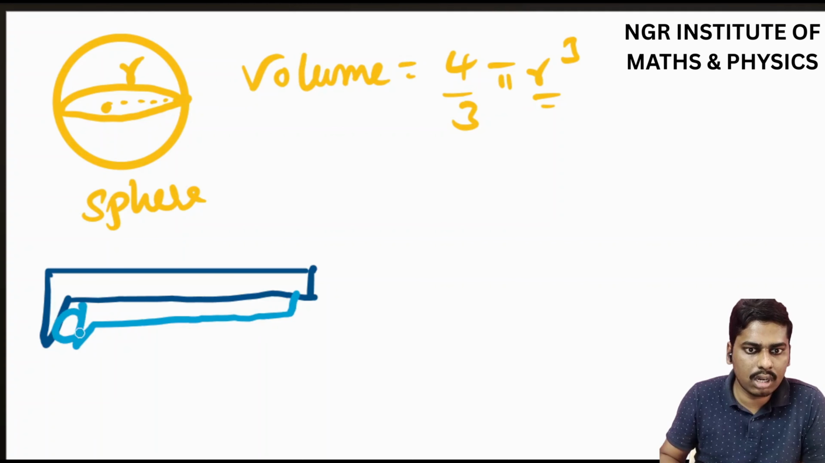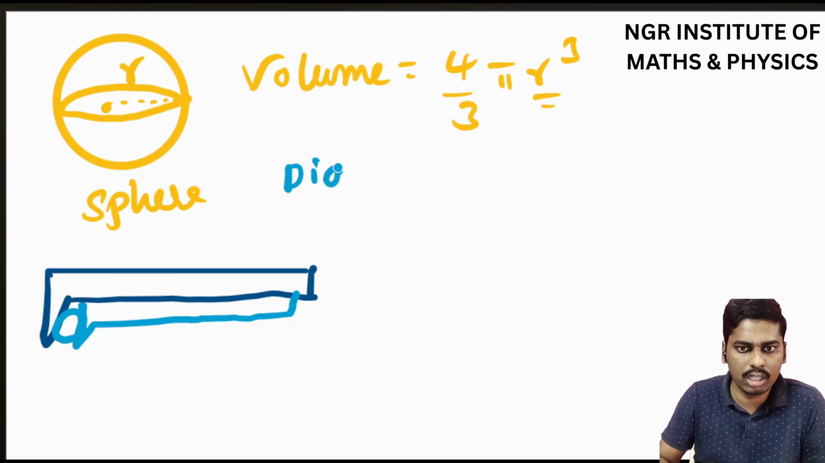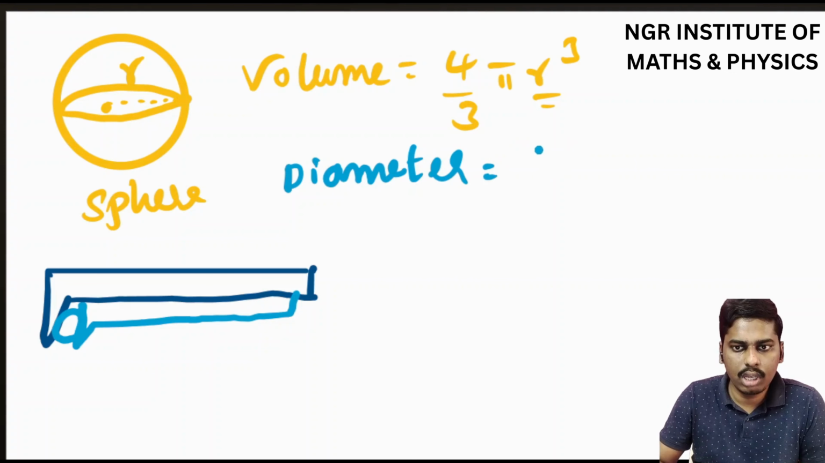We place the bob here inside this, sphere, bob, whatever it may be. We place it inside this, and we calculate the diameter. We get the diameter value. Suppose I got the diameter as 8 centimeter plus or minus 0.1 centimeter.